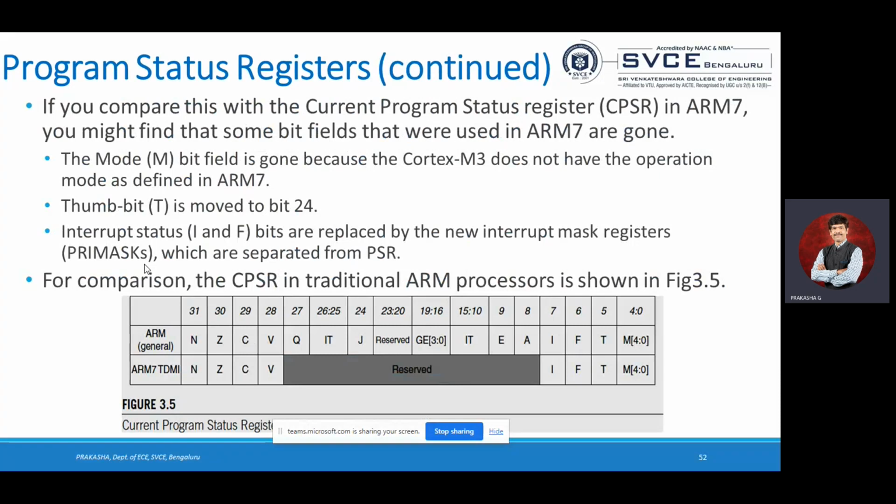If you compare this with the current program status register in ARM7, you might find that some bit fields that were used in ARM7 are gone. A comparison of the CPSR in the traditional ARM processor is shown. This is what the CPSR bits in ARM7 look like, and that's where I'm finding IFT.